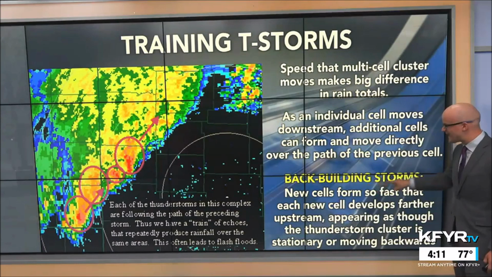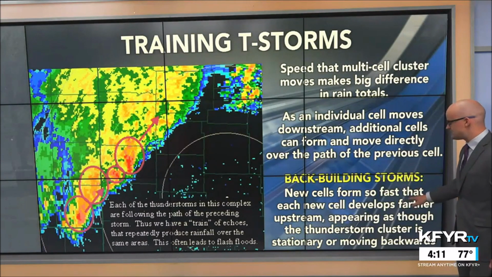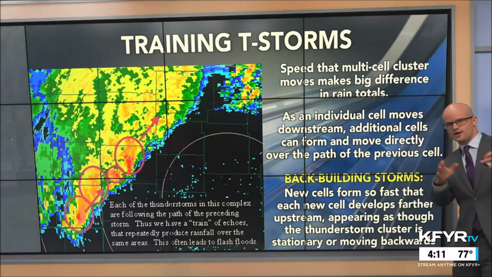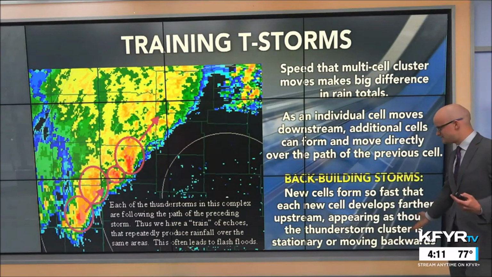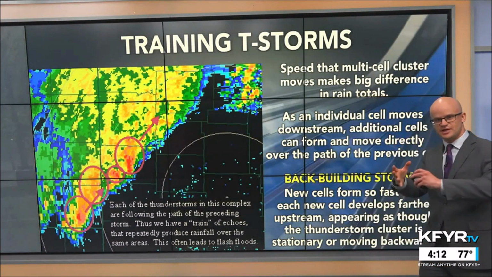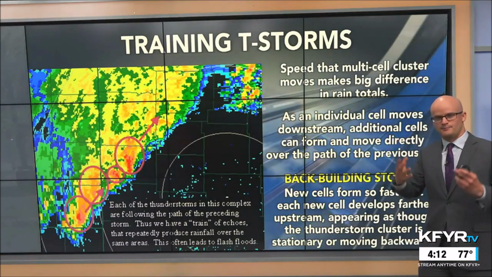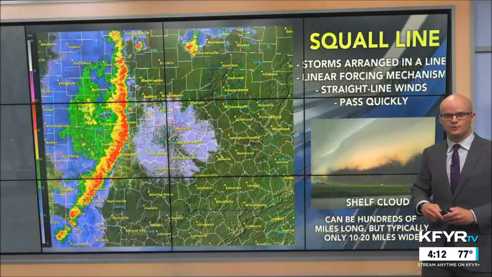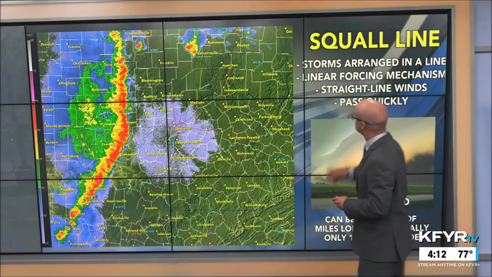You can also get back-building storms when new cells form so fast that each new cell develops farther upstream, so that we see that this multi-cell cluster is either just stationary or even moving backwards. When you have a lot of instability in the atmosphere, you can get these cells to almost remain stationary, form big thunderstorm clusters over one area, and really dump a whole lot of rain in a fast amount of time.